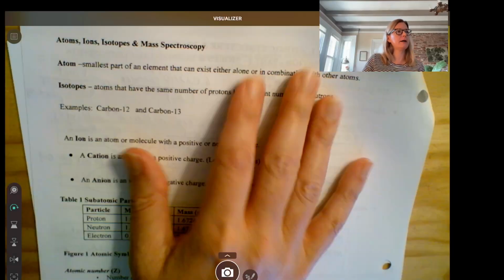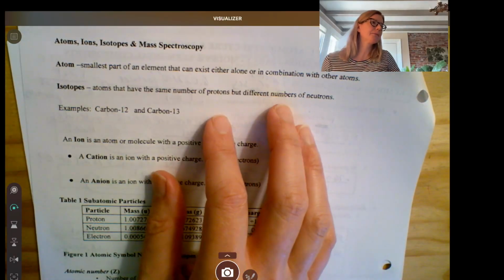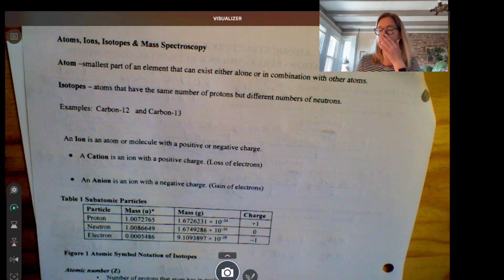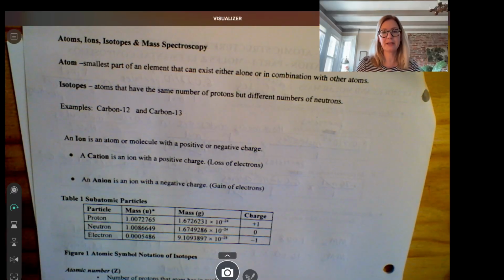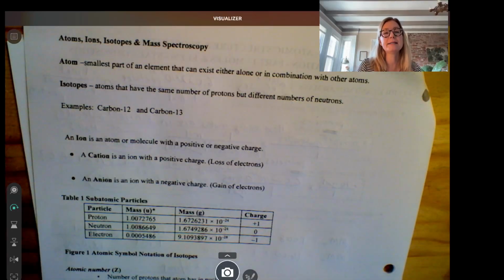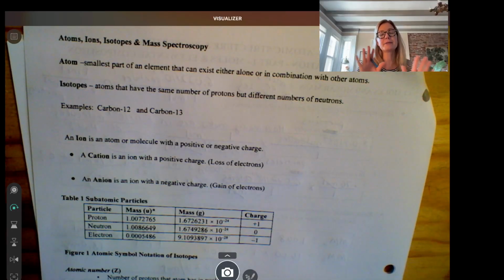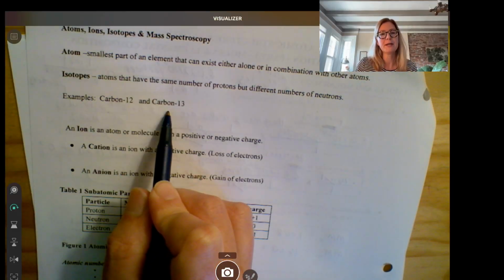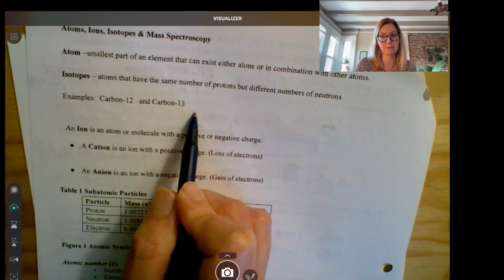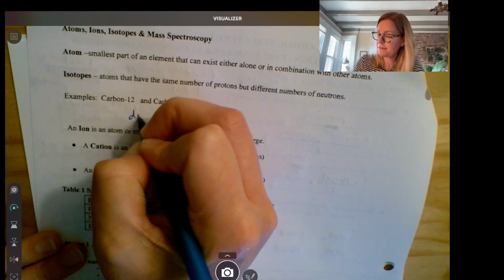Okay, so on the back of that page, we'll talk a little bit about atoms versus ions versus isotopes. Okay, so as you know, an atom is the smallest amount of an element, the smallest unit of an element. Isotopes are atoms of the same element that have different numbers of neutrons. So if you have two isotopes, like here we have two isotopes of carbon, they have the same number of protons, they have the same number of electrons, but they have different numbers of neutrons. And that's why their mass numbers are different, okay?